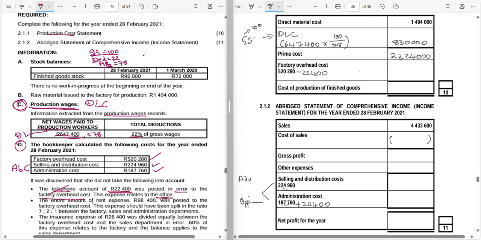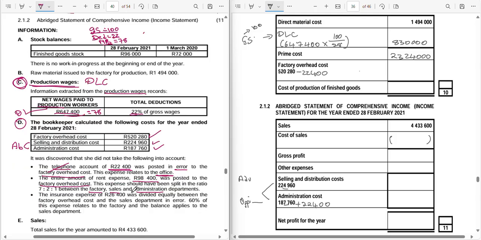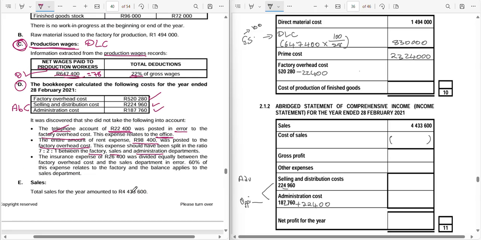They are saying the entire amount of rent expense of 98,400 was posted to the factory overhead. This expense should have been split in the ratio of 7:2:1 between factory, sales, and administration department. But what we did there is a mistake. We recorded the entire amount to the factory. So we need to correct the error that we did.